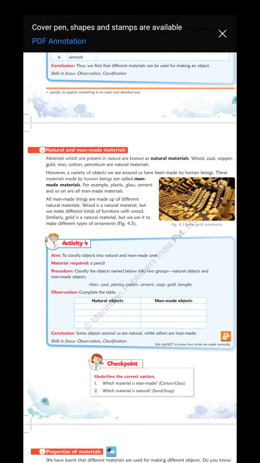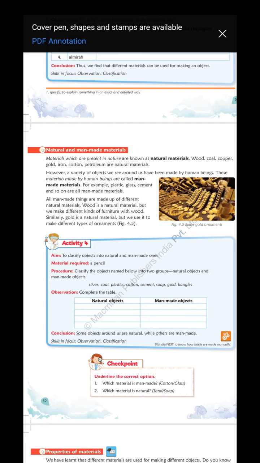And natural materials and man-made materials. Some are natural materials, and some are man-made. In these materials, natural and man-made, we can observe them in our surroundings. Natural means wood, coal, copper, gold, iron, everything we can get naturally from nature. Those all come under natural materials. Wood, coal, copper, gold, iron. Are you watching the screen? Cotton, petroleum are natural. These all are natural materials we are getting from the surroundings.